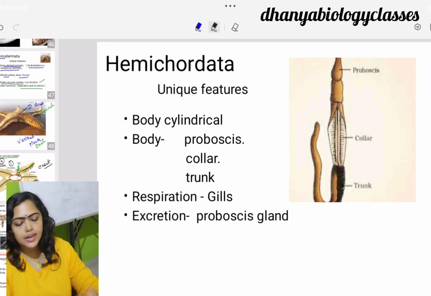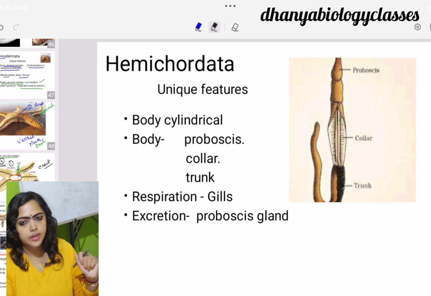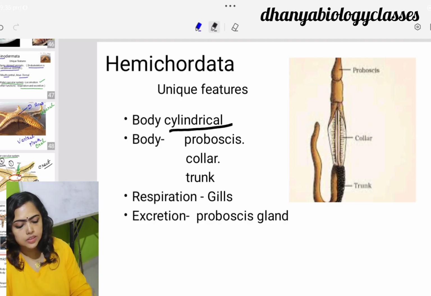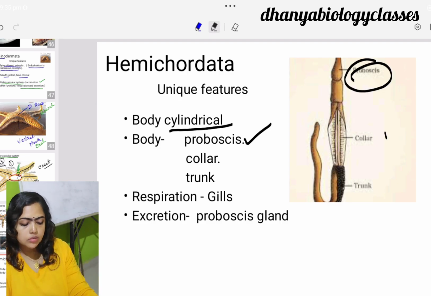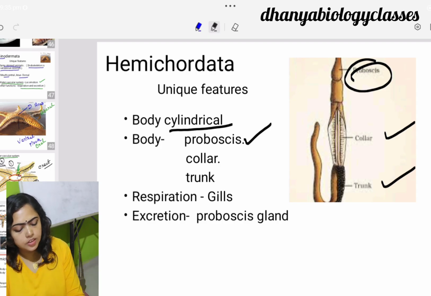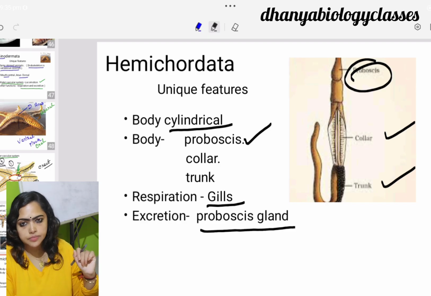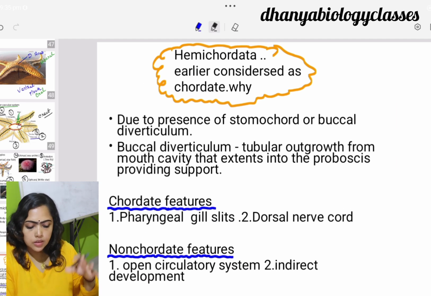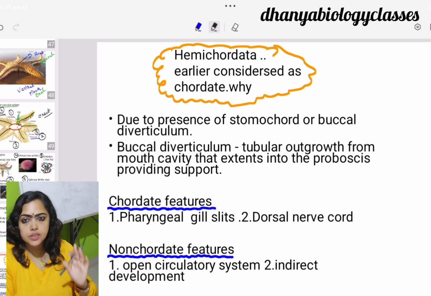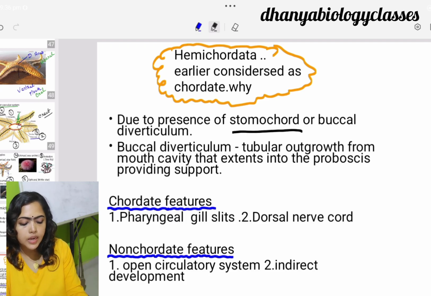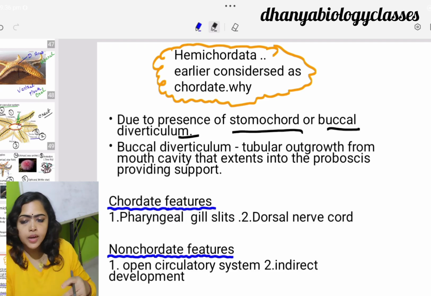Okay. And then the last phylum of non-chordates, Hemichordata. Unique features: cylindrical body, three parts of the body, that is proboscis, then collar, and then what? Trunk. Okay. And then respiration with the help of gills, and excretion with the help of a structure called the proboscis gland. And then one more thing. This Hemichordata was once considered a phylum under what? Chordata. Okay. Why? Because of the presence of a particular structure called the stomochord, and now this is called the buccal diverticulum. Okay. And this stomochord was mistaken as notochord.